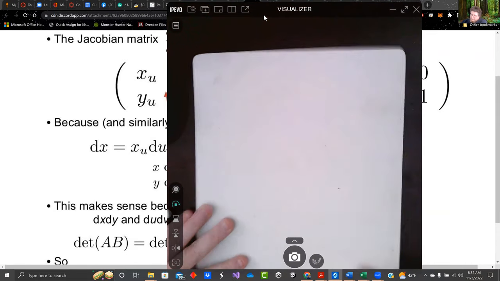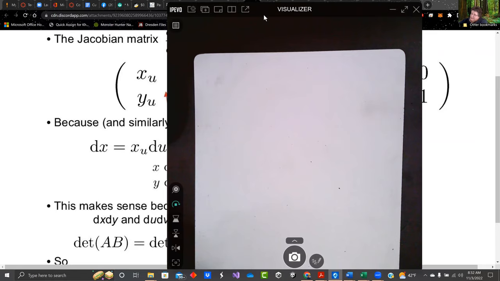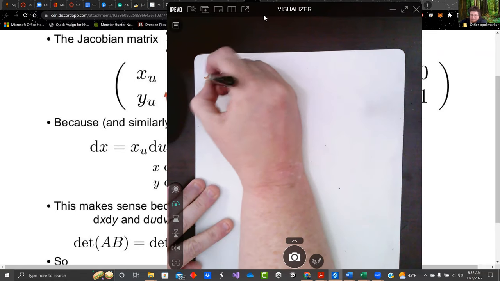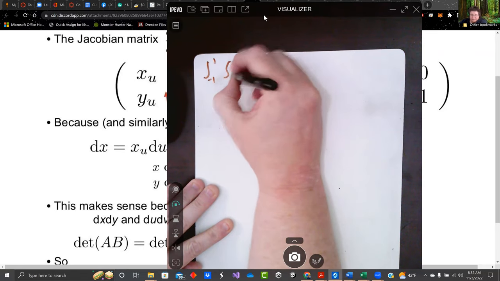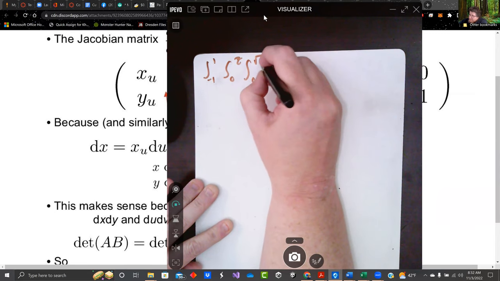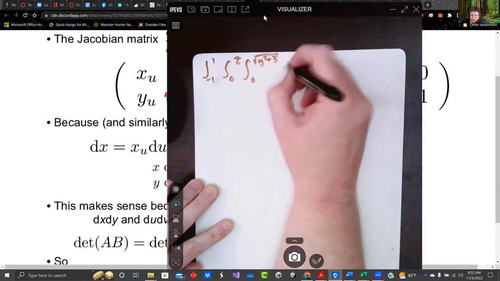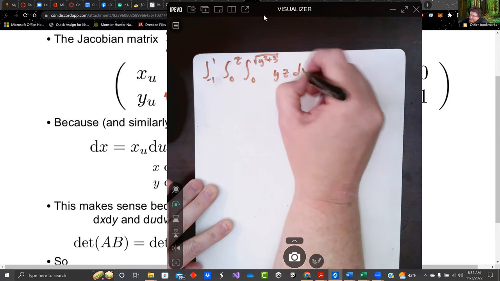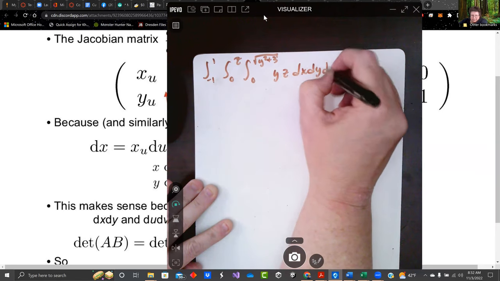Problem number four. We've got negative one to one, we've got zero to z, we've got zero to square root of y squared plus 3, of yz dx dy dz.